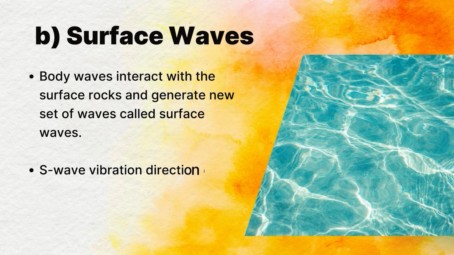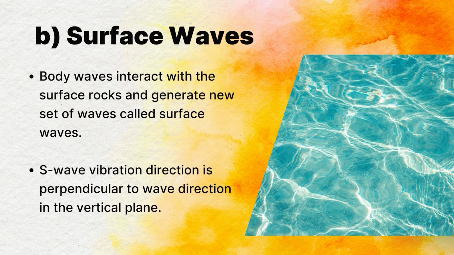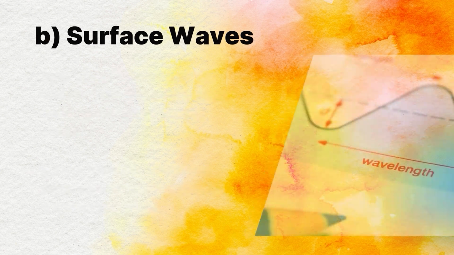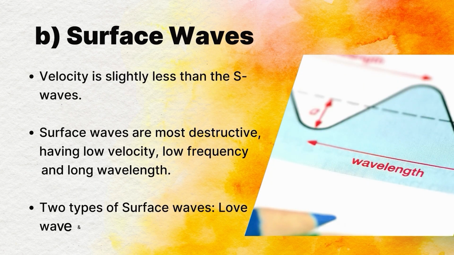Now, we will discuss the surface waves. Body waves interact with the surface rocks, the rocks lying on the surface, and generate a new set of waves called surface waves. Surface waves are also S waves. S wave vibration direction is perpendicular to the direction in the vertical plane. Their velocity is slightly less than the S waves. Surface waves are most destructive, having low velocity, low frequency and low wavelength.